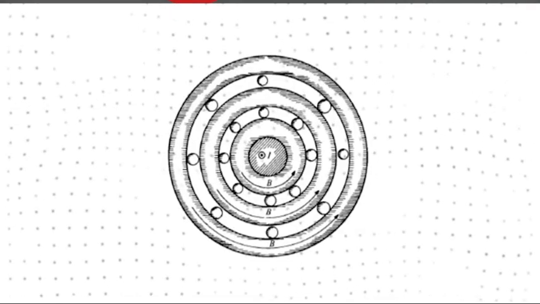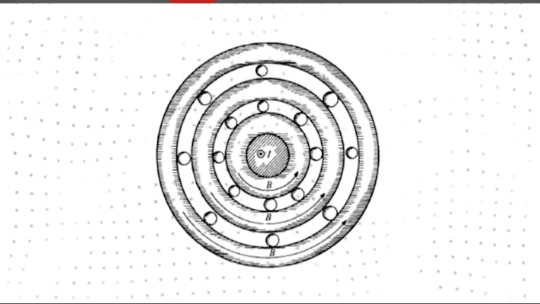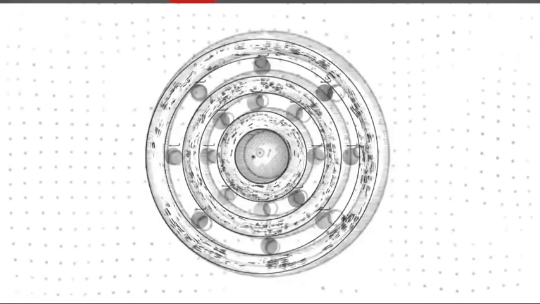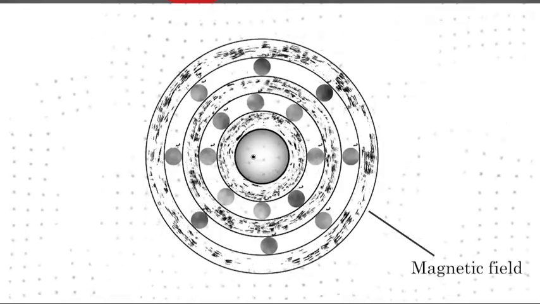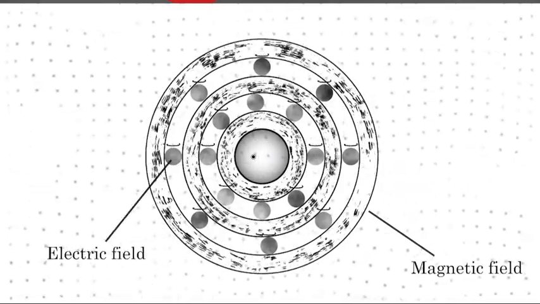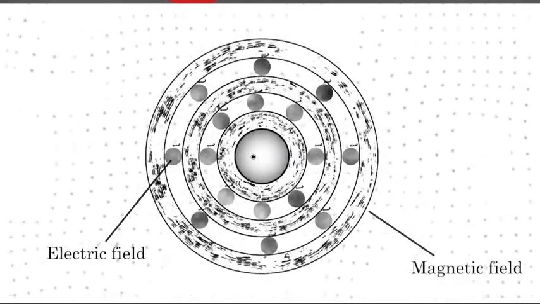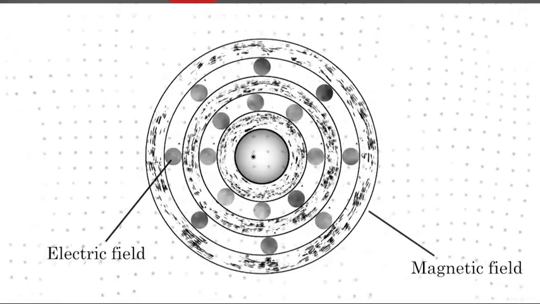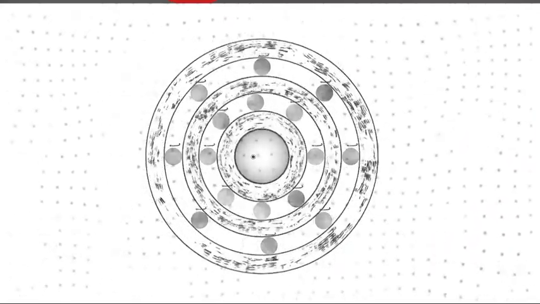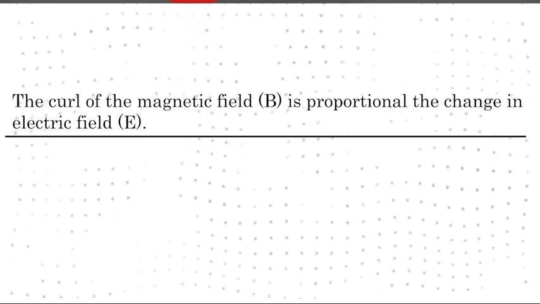Now we are left with the final equation. For this, let's consider this Maxwell's mechanical model. Trust me, this is the last one. In the center, we have an electric current. The electric current forces the vortices to rotate as an infinite series of vortex rings about the wire. Correspondingly, the magnetic field lines form circular loops about the current. This gives us the following relationship. Curl of the magnetic field is proportional to the change in the electric field.